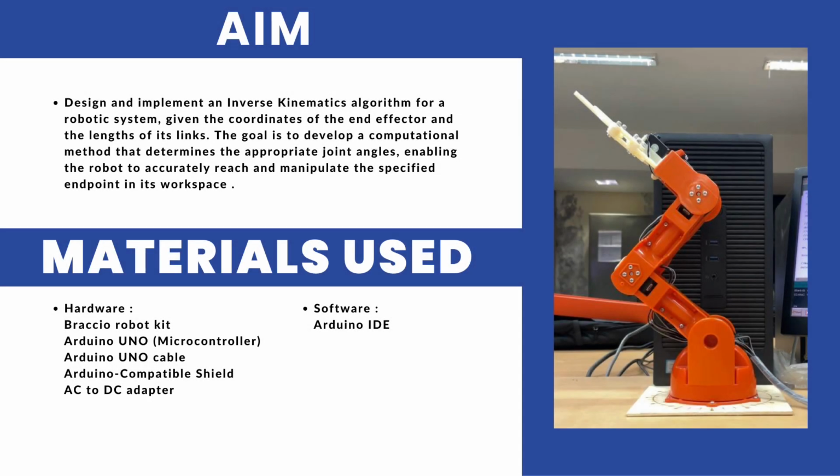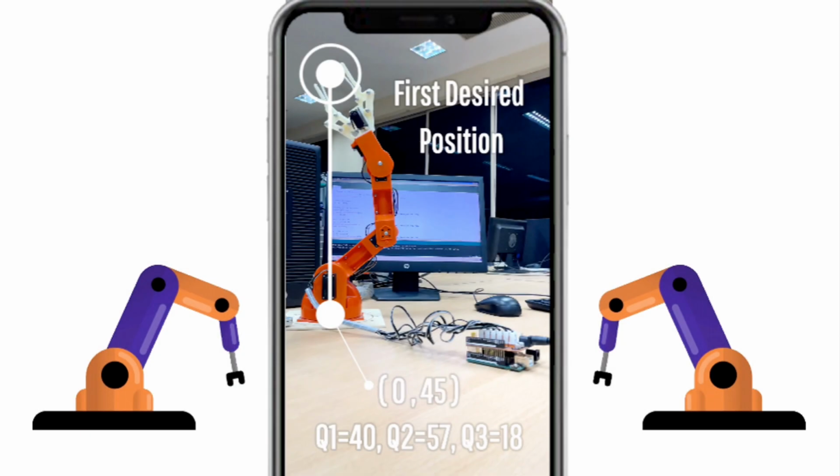The aim of our assignment is to determine and implement an inverse kinematic algorithm for a robotic system. We are provided the coordinates of the end effector and the lengths of the four links. Our goal is to develop a model that determines the appropriate joint angles Q1, Q2, Q3, enabling the robot to accurately reach and manipulate the specified endpoint.